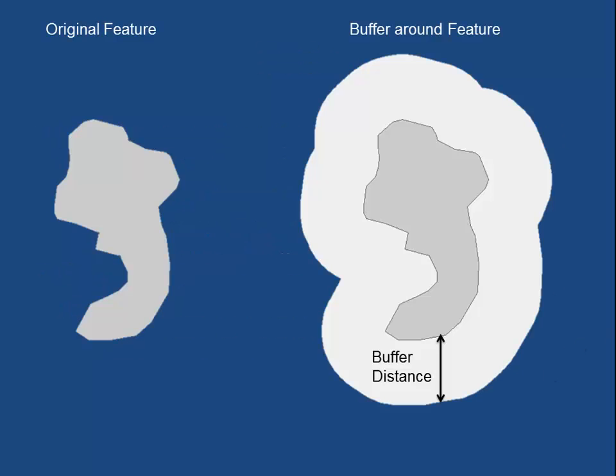To illustrate a buffer, the polygon on the left is the original input feature. After specifying a buffer distance and running the buffer tool, a new polygon is created at the set buffer distance and surrounds the outline of the original input feature.